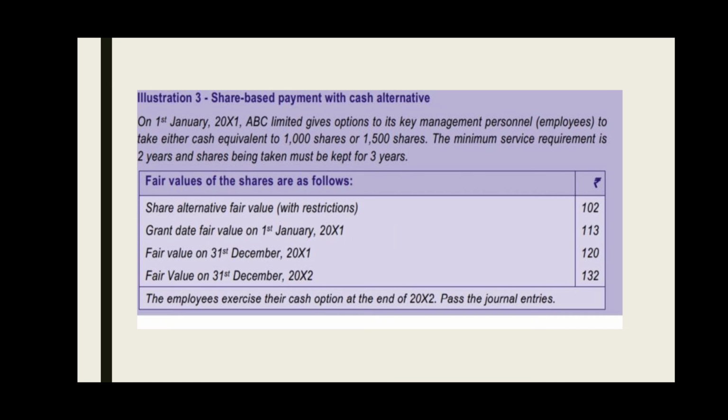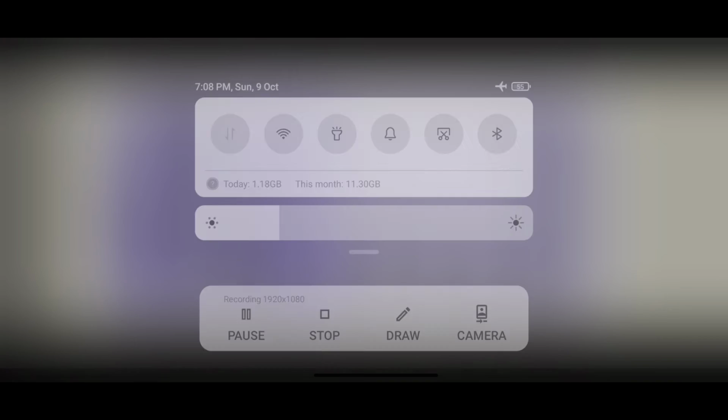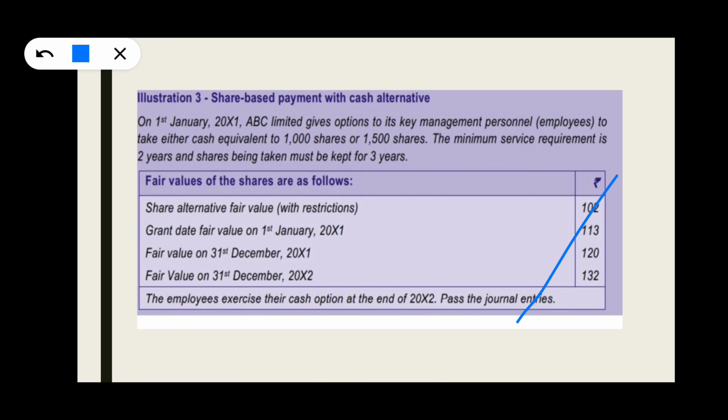See here, the fair value they have given is 120. Later on, 1000 into 132, that is 1,32,000. The equity option will not change, so 40,000 divided by 2 is 20,000 each year. So the total expense is 80,000 for 31st December 2001, and 92,000 for 31st December 2002. They have given that employees exercise their cash option at the end of 2002. They said all the employees opted to exercise the stock appreciation right.